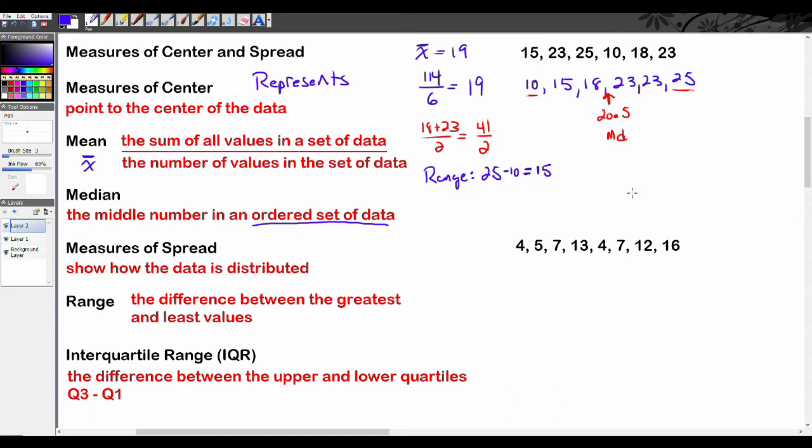So now how do we find the interquartile range? Well, in order to do that, we need to divide this set of data into 4 equal parts, into quartiles. We've already started the process by finding the median.